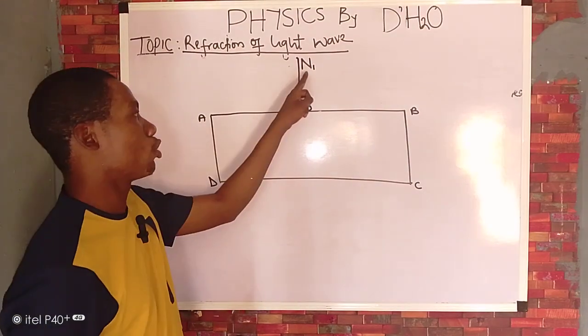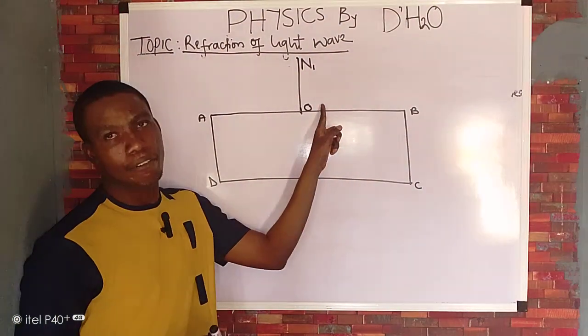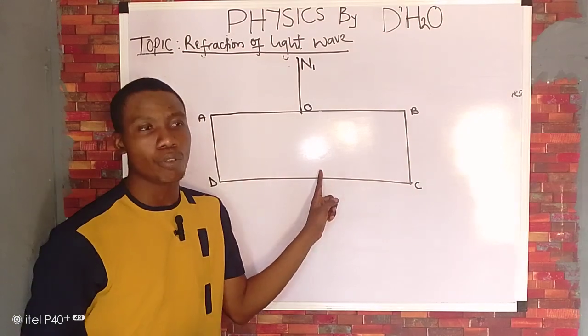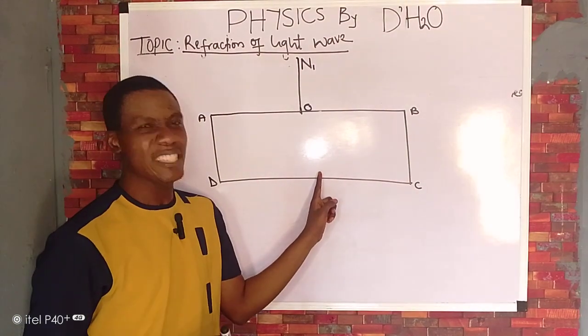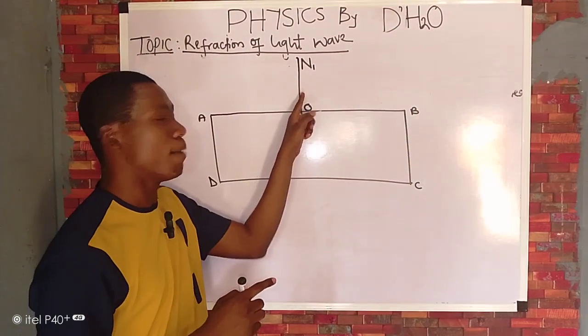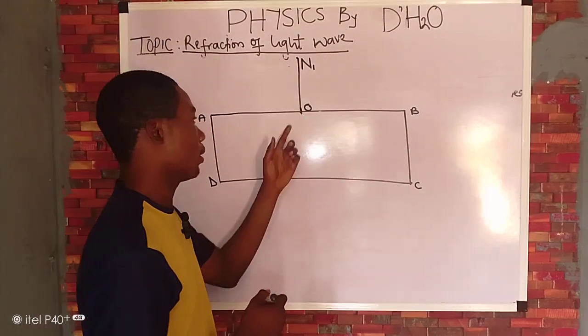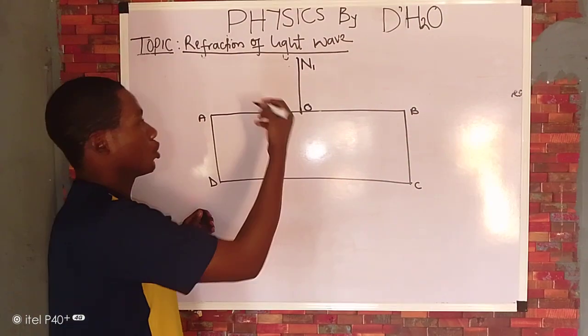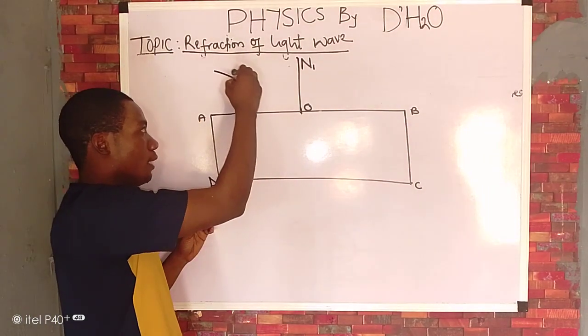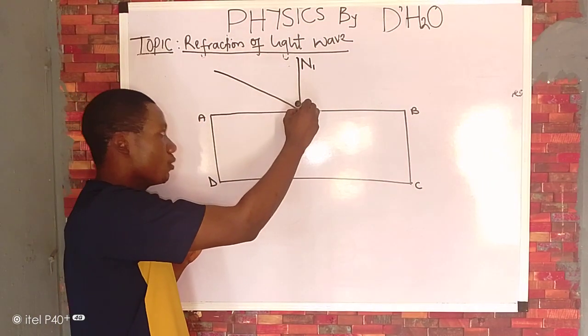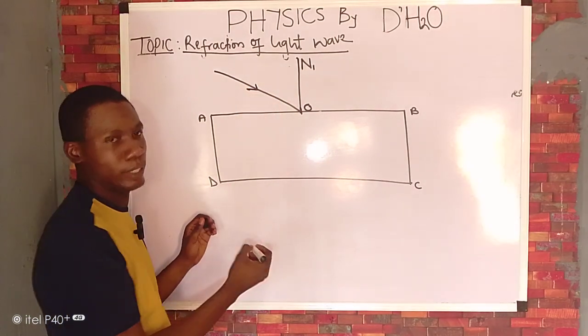Now, the reason why I call this normal N1 is because this is the first interface. At the other interface, I'm going to label the normal as N2. So please take note, the normal is an imaginary line that is drawn perpendicularly to a plane surface. So you see that a ray of light coming like this is our incident ray.